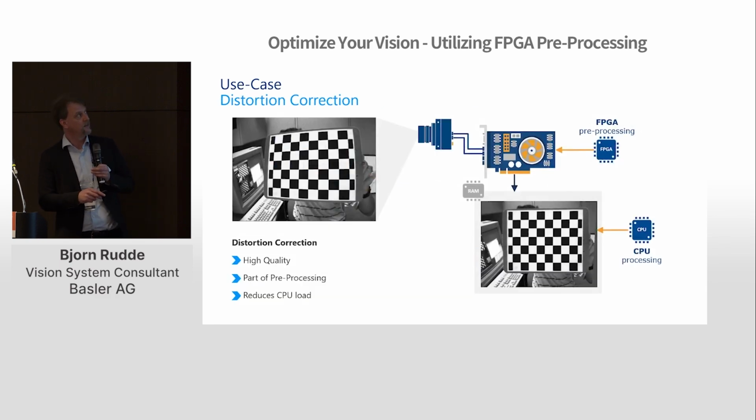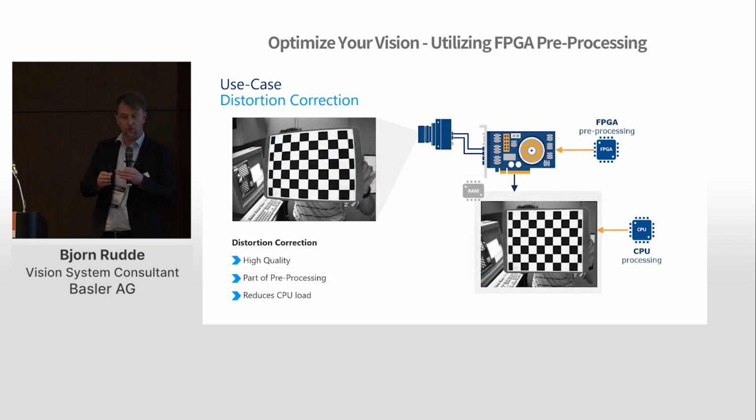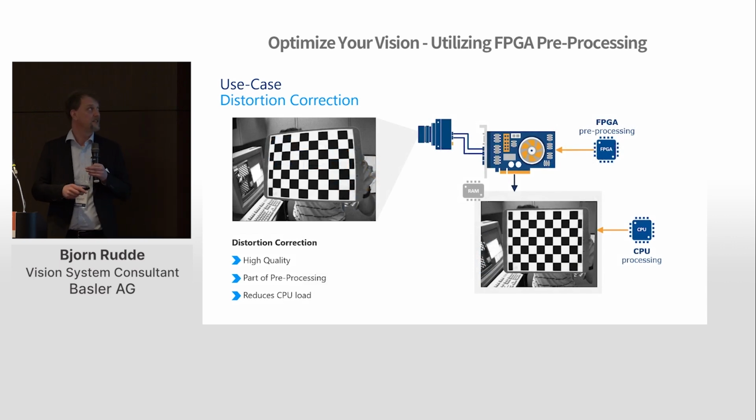The next use case is very common. It's distortion correction. Distortion correction is normally one of the pre-processing steps in a system. This pre-processing step of doing the distortion correction or the perspective correction, later on I will also show some details on a demo we have on this at the booth. You see here the distorted image. This is the corrected one.